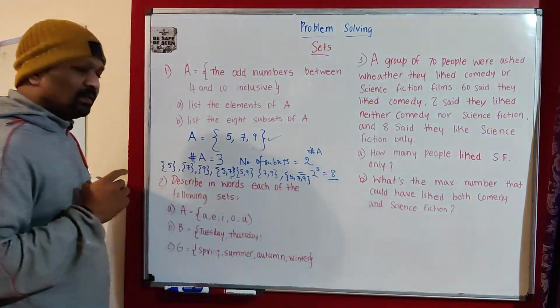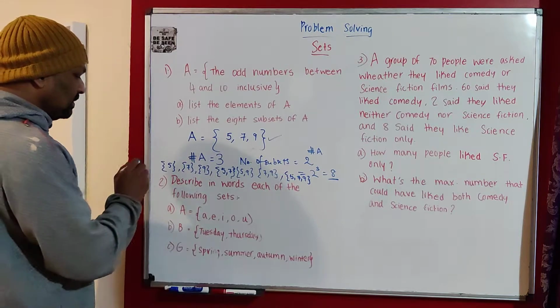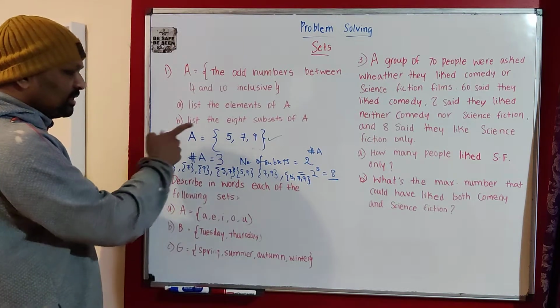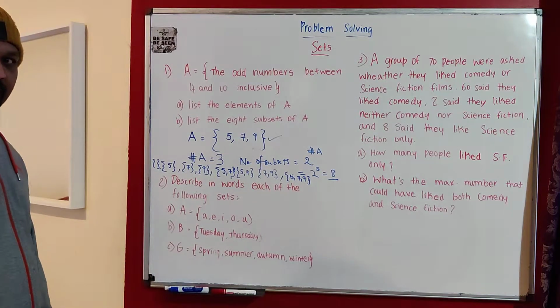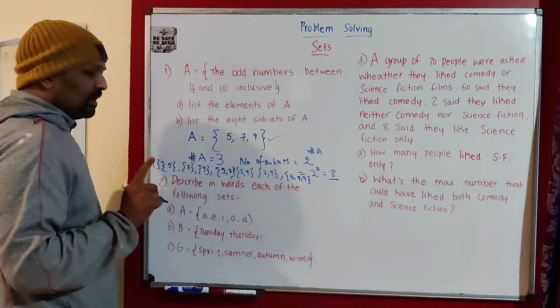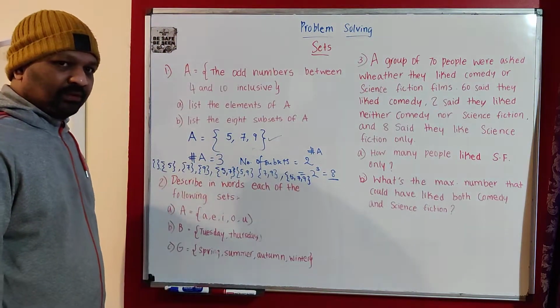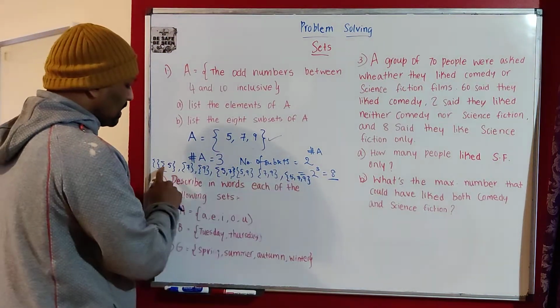What is the other subset? That's a null set. Okay, null set can be written here. So the null set is a subset of every set. Remember that null set is a subset of every set. Similarly, the set is a subset of itself. That is why we have two added here.